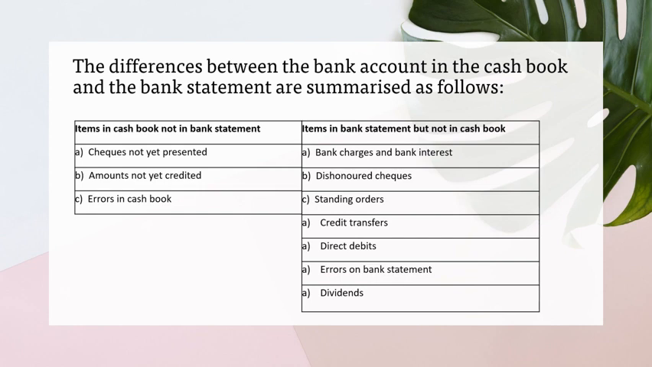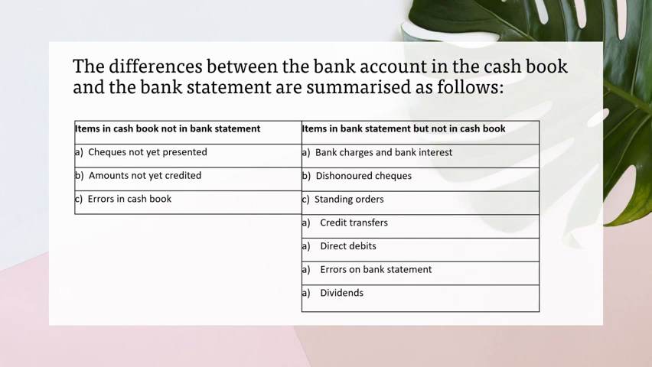Error on bank statement. So there is some typo or human error for the charges numbers, then you need to adjust your bank reconciliation to make it balance. And the dividends: sometimes dividends will be directly credited into your bank, but you do not know until you receive the bank statement.